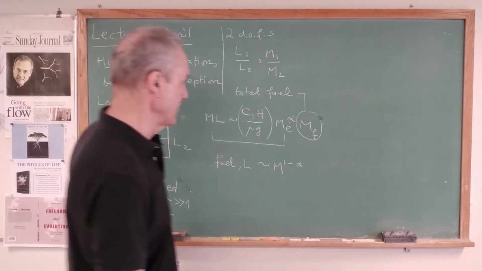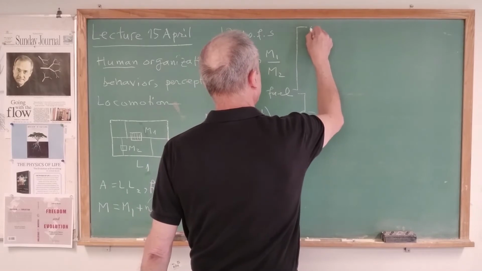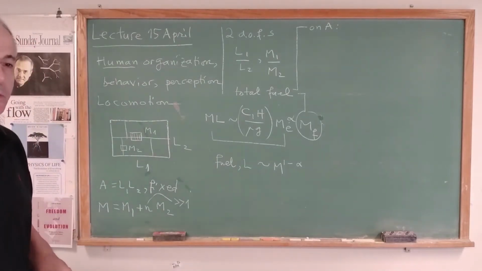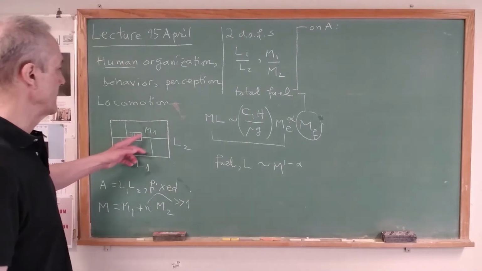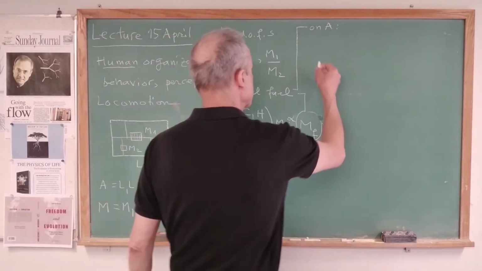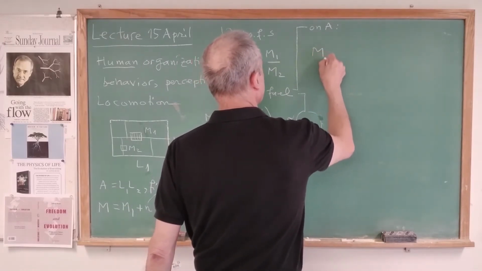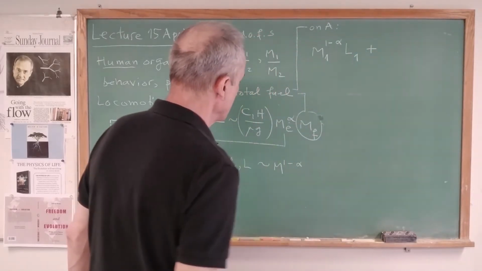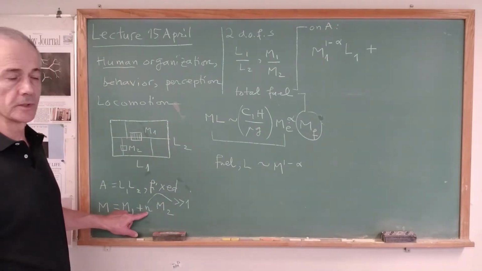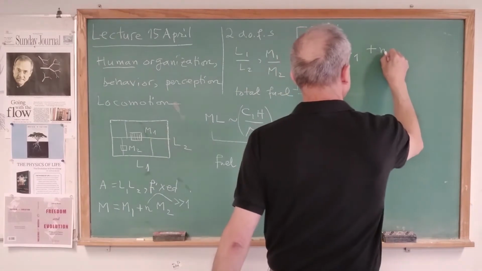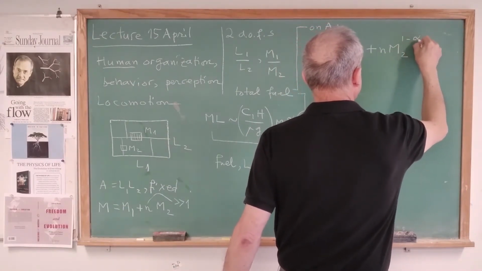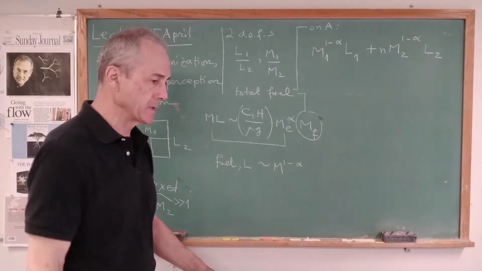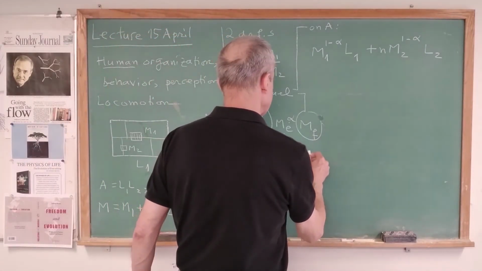And now, analytically, the total fuel spent on A is the sum of two contributions, or two penalties if you want. One is to move M1 along L1, so that is M1 to this 1 minus alpha times L1, plus N times, because we have N small movers, N times M2 to this power 1 minus alpha times L2. Keep in mind that exponent alpha is a number of order 1, but less than 1.